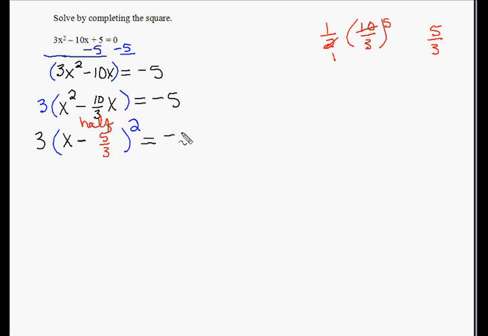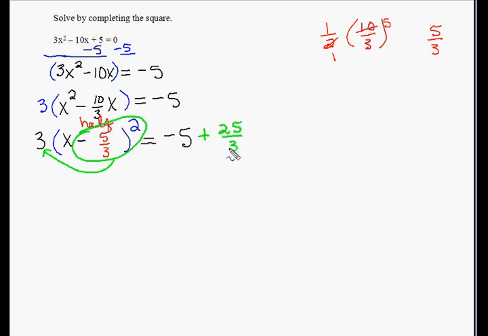You still need to be extremely careful because this is no longer equal to negative 5. We must take this 5 thirds and square it, which would be 25 ninths, and multiply that by 3. And that would be 25 thirds.